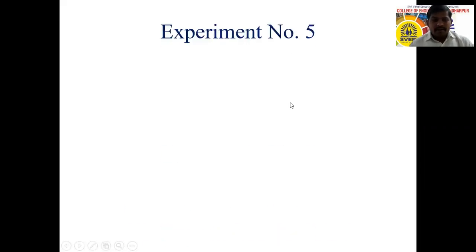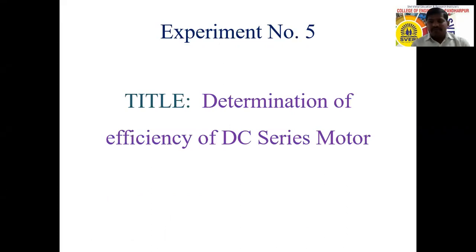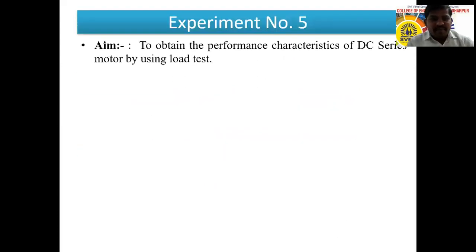Okay, now see, today we will discuss the next practical, which is to determine the efficiency of a DC series motor by performing a load test. The title of today's experiment is determination of efficiency of DC series motor by conducting a load test. The aim of this experiment is to obtain the performance characteristics of a DC series motor by using a load test.